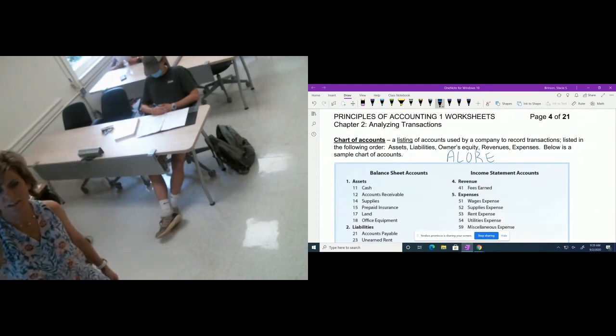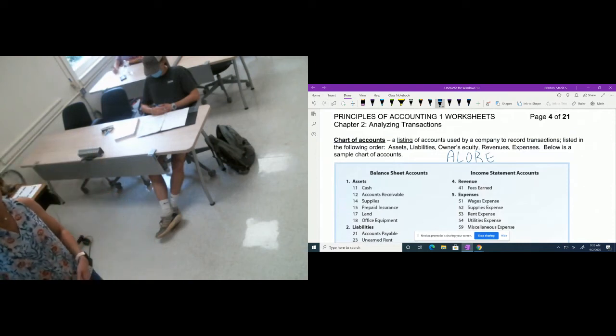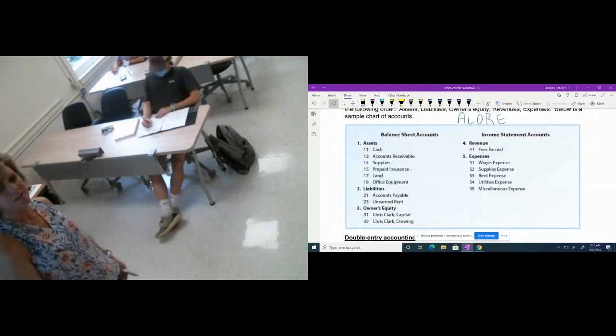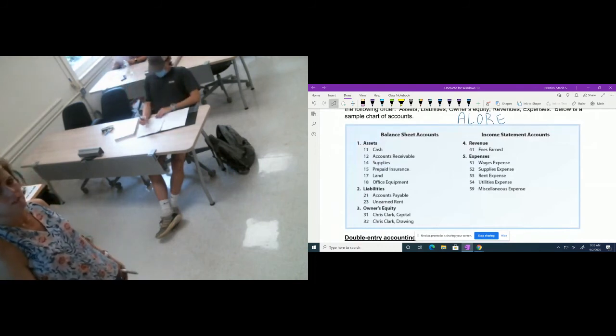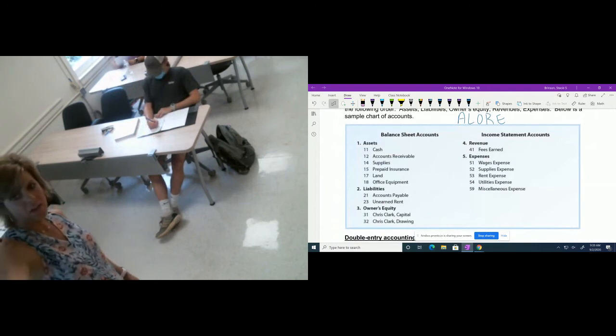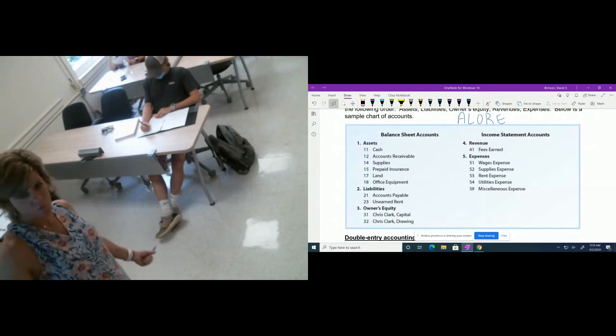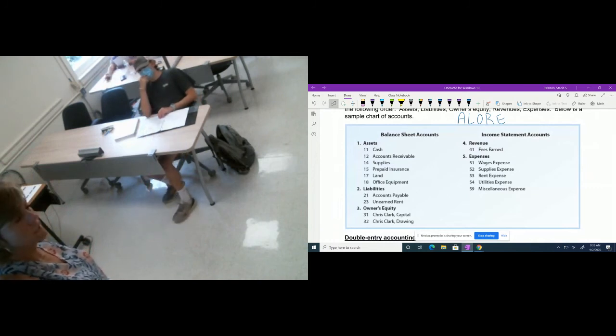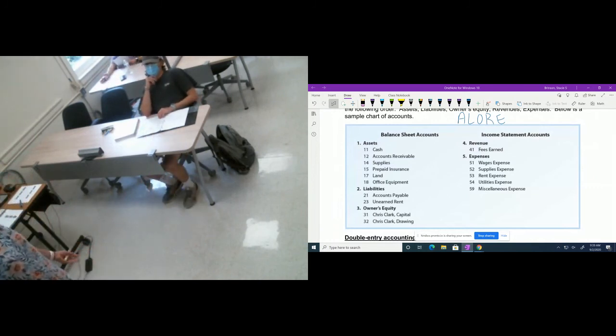And this just shows you a sample chart of accounts. Now, the reason you got the 1, 2, 3, 4, 5 is for your benefit. You're not necessarily going to see that on a real chart of accounts. So it's got them listed in the order that we're supposed to list them in. These numbers here that you see, like 11, 12, 14, 15, that's the account number. It goes with the name. It's an identifying number for that particular account.